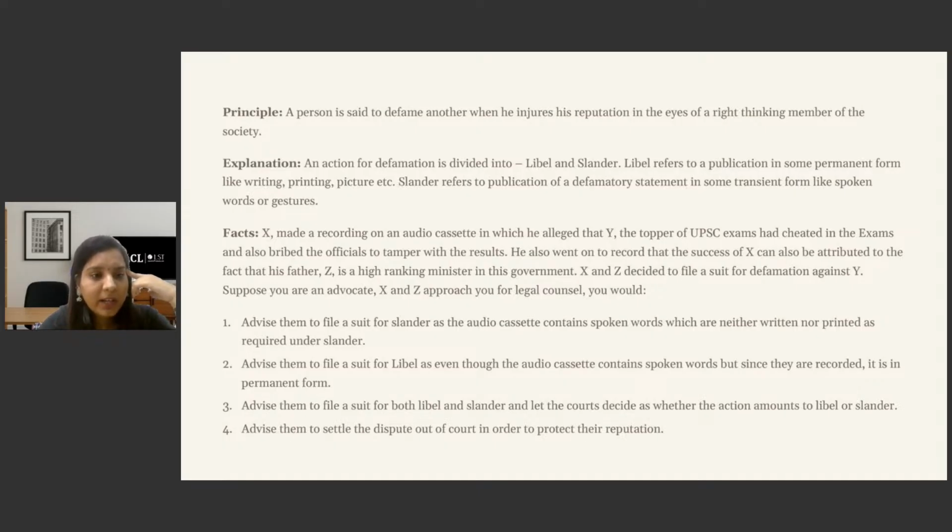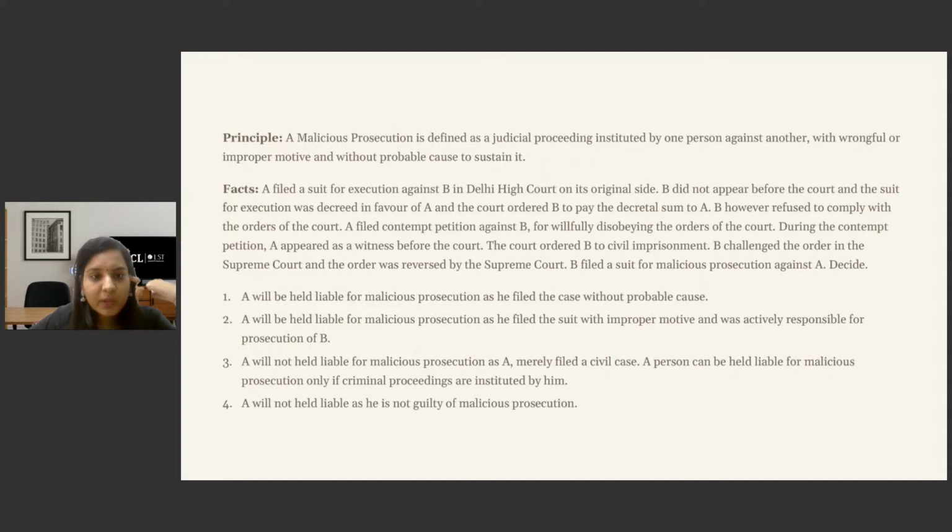Suppose you are an advocate, and X and Z approach you for legal counsel. So what would you do? Advise them to file a suit for libel, as even though the audio cassettes contain spoken words, since they are recorded, it is in permanent form. The answer is going to be B here.